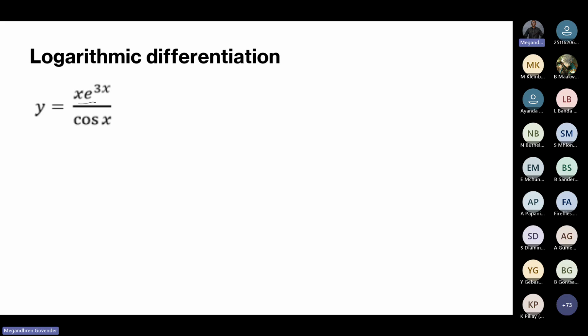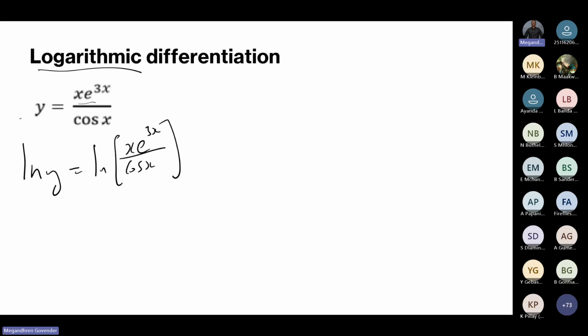So when you see things like that, where you've got products and then you've got a quotient and it's coupled, what you do is you take logs on both sides. That's why it's called logarithmic differentiation. So if I take logs on both sides, I get ln y equals ln of x e to the 3x over cos x. Now, if you look here, this is like ln of a over b, so that becomes ln of x e to the 3x minus ln of cos x. Is everyone happy with that?